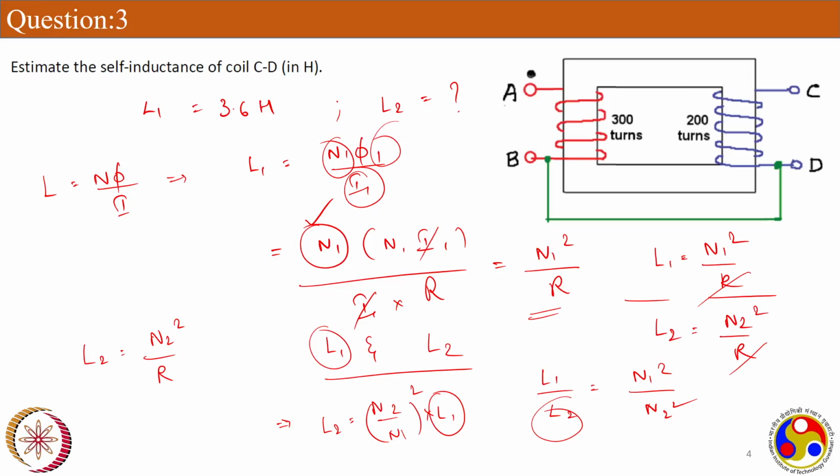So the important concept here is we need to get the terms into parameters which are constant for both coils L1 and L2.